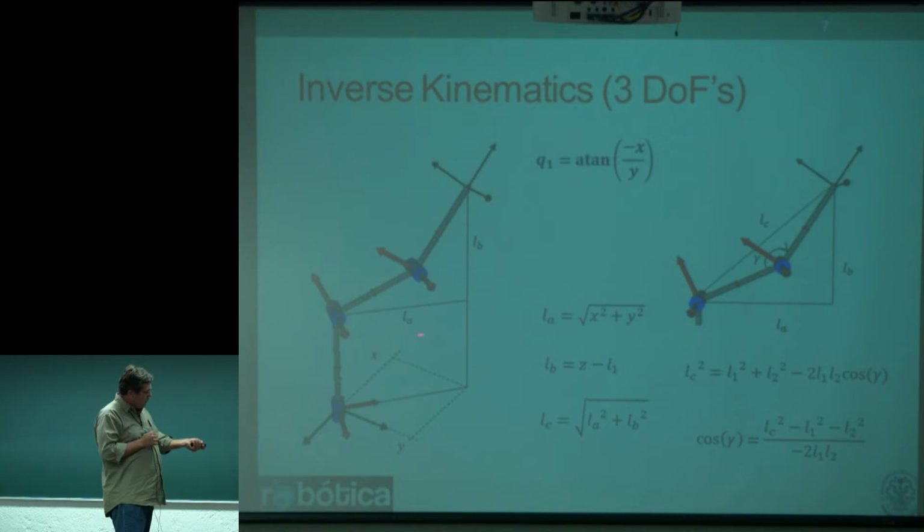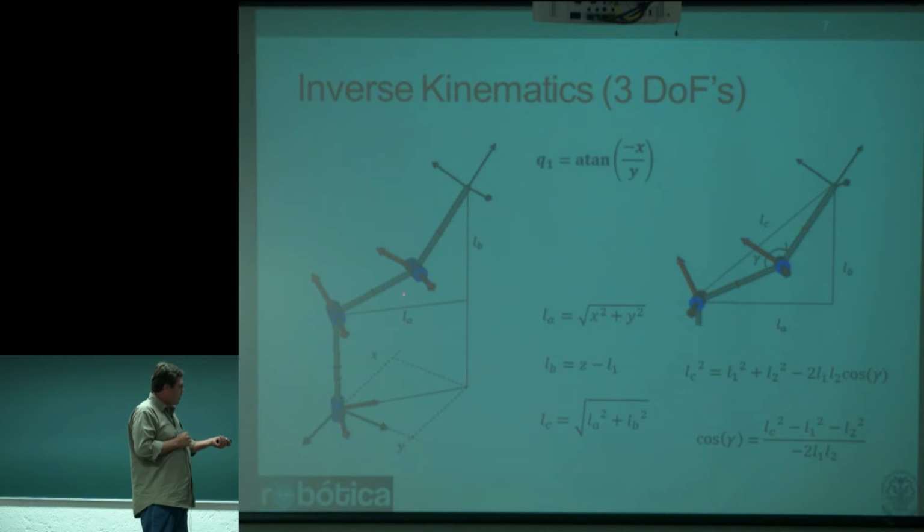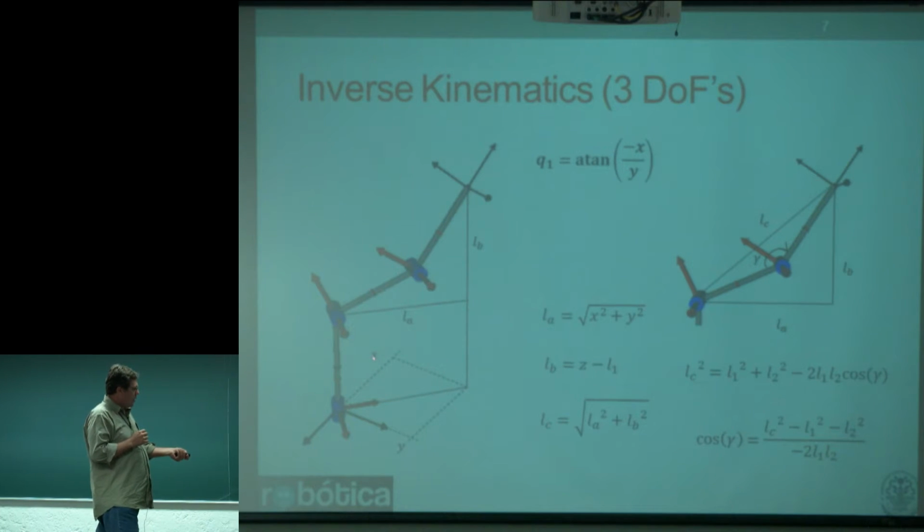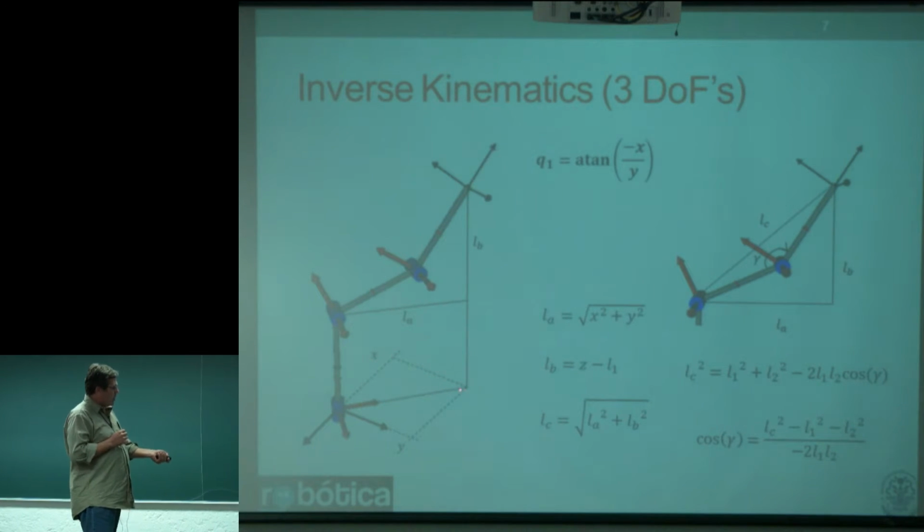Then we will look for this subproblem that is like this. So we have lengths LA and LB. LB is the height of the final tool minus this L1. So we write this down here. And then LA is the square root of X squared plus Y squared. Okay? This is this line.